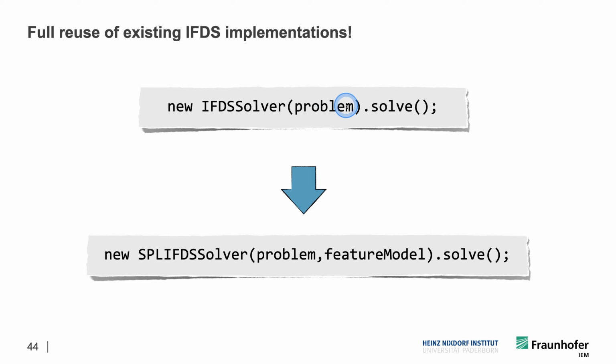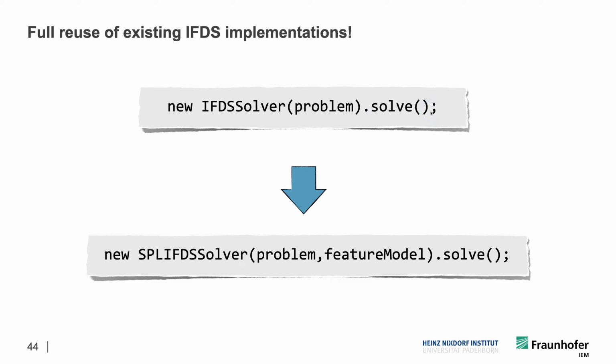For instance, this could be, like I told you, a reaching definitions analysis, or possibly uninitialized variables analysis or taint analysis, maybe even some limited typestate analysis, something like that. And normally, for instance, using our Heros framework that we actually use to implement this prototype, you would simply pass this problem to an IFDS solver, and you would call solve, and it would solve it for you.